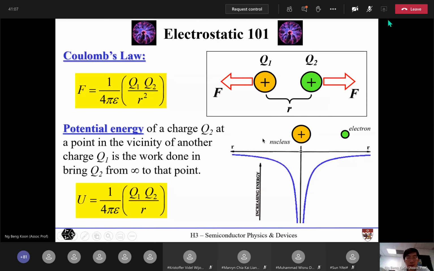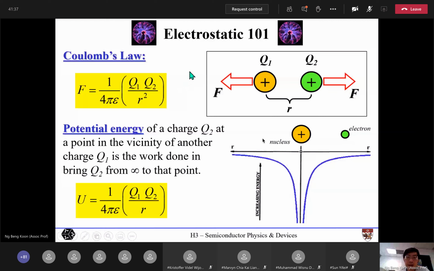So I'm not sure whether all of you have covered this in your H2 physics, electrostatics. Have you all learned Coulomb's law? Anyone? Okay. If I'm not wrong, this should still be in the syllabus, right? Yeah, this should still be in the syllabus. Anyway, it's probably useful for me to just quickly run through because some of it we'll be using.